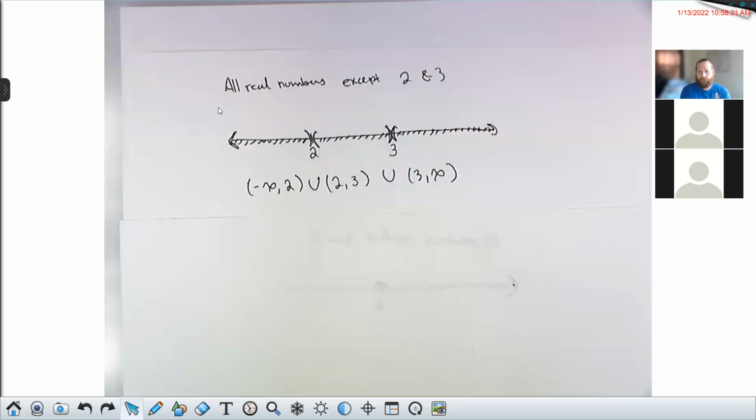If you're trying to graph a set of numbers on the number line or write a set of numbers in interval notation, first graph it on the number line if there's any uncertainty. There are infinitely many numbers between 2 and 3: 2.1, 2.2, 2.3, 2.4, 2.5, 2.6, 2.73, 2.99, right? There's infinitely many numbers in here.